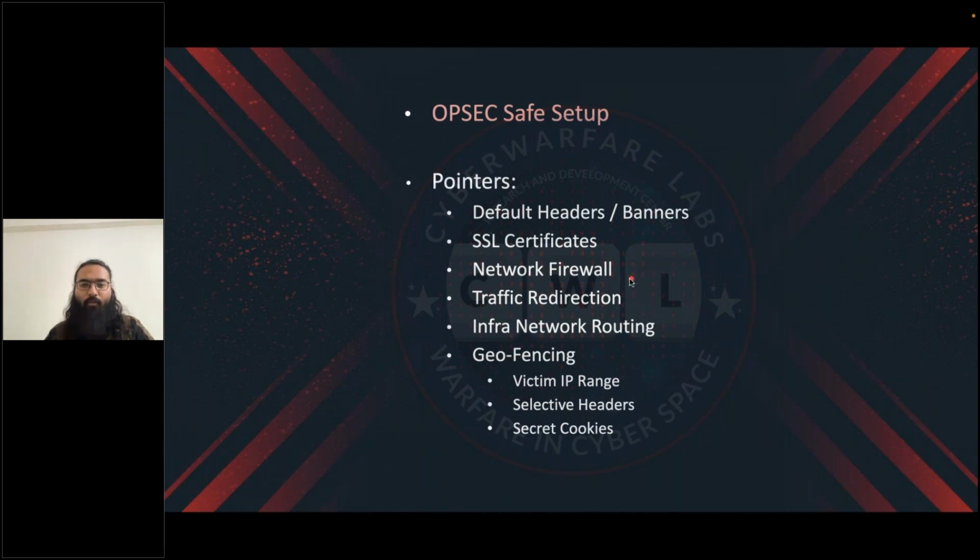A network firewall is also important, so that you protect your infrastructure. Traffic redirection, you need to focus on that. Infra network routing is one part. Then geofencing is also something that we have not covered, but obviously this is a very important step. That is the victim IP range, selective headers, and secret cookies that you can utilize during your actual operations, so that it works pretty smoothly in the whole part, right?